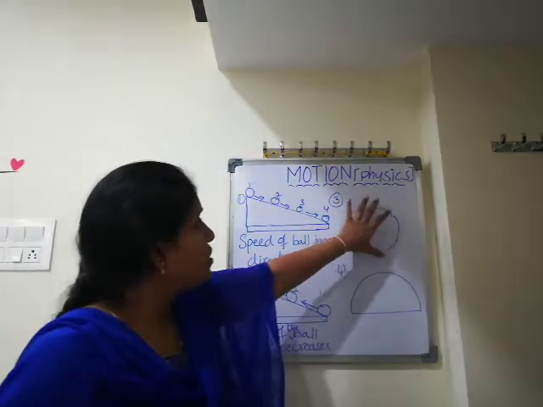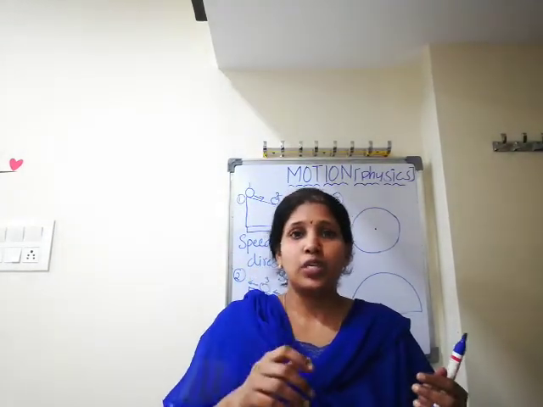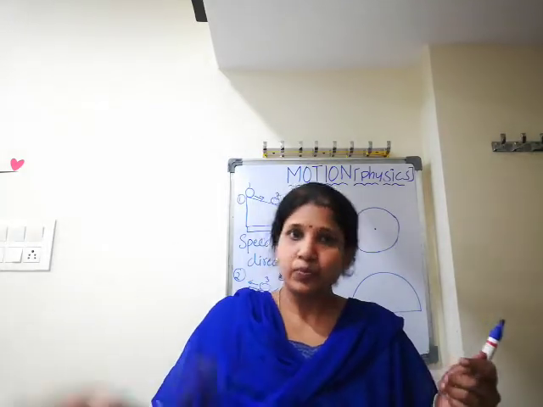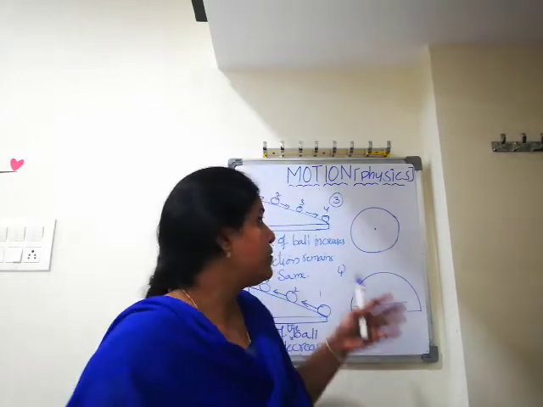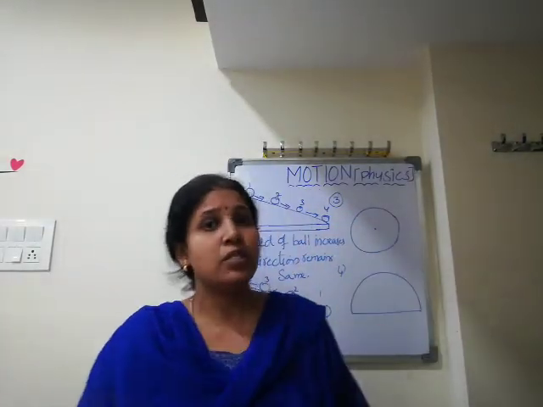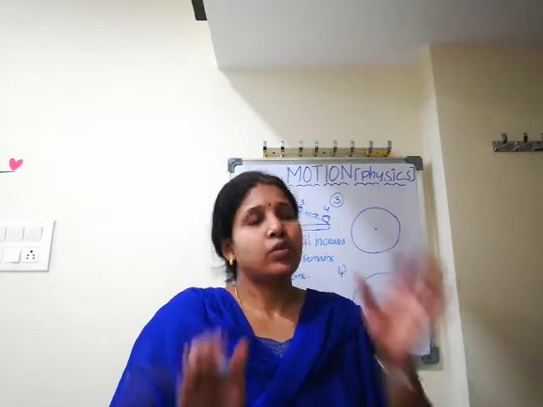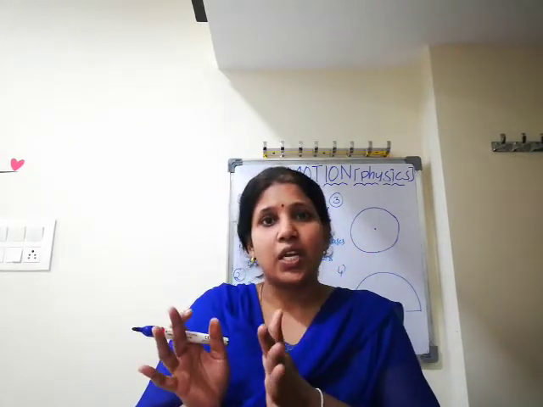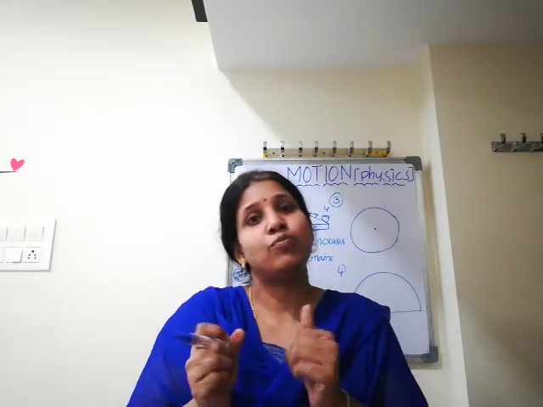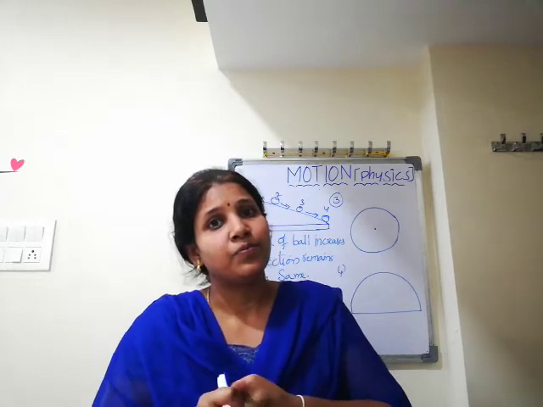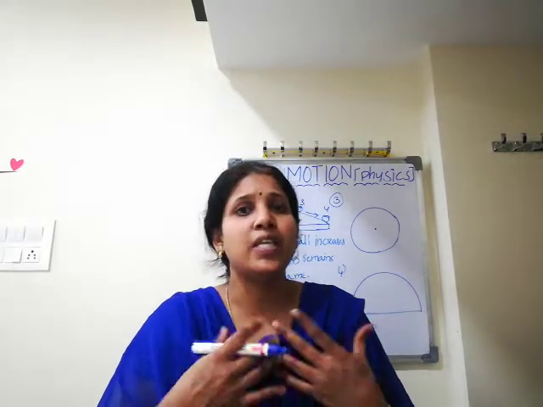Next one, the circular path. If you tie a ball to a thread and whirl that ball, it will move in a circular path. What happens when a ball or any object is moving in a circular path? Is there any change in the path of that ball, or in its direction of motion, or what is happening to the speed?